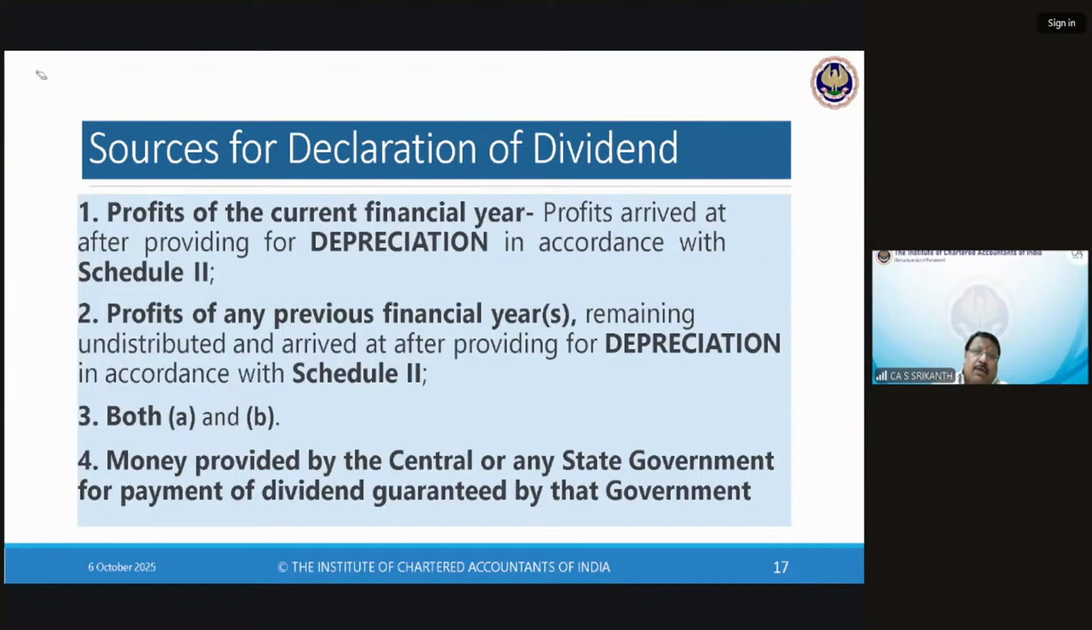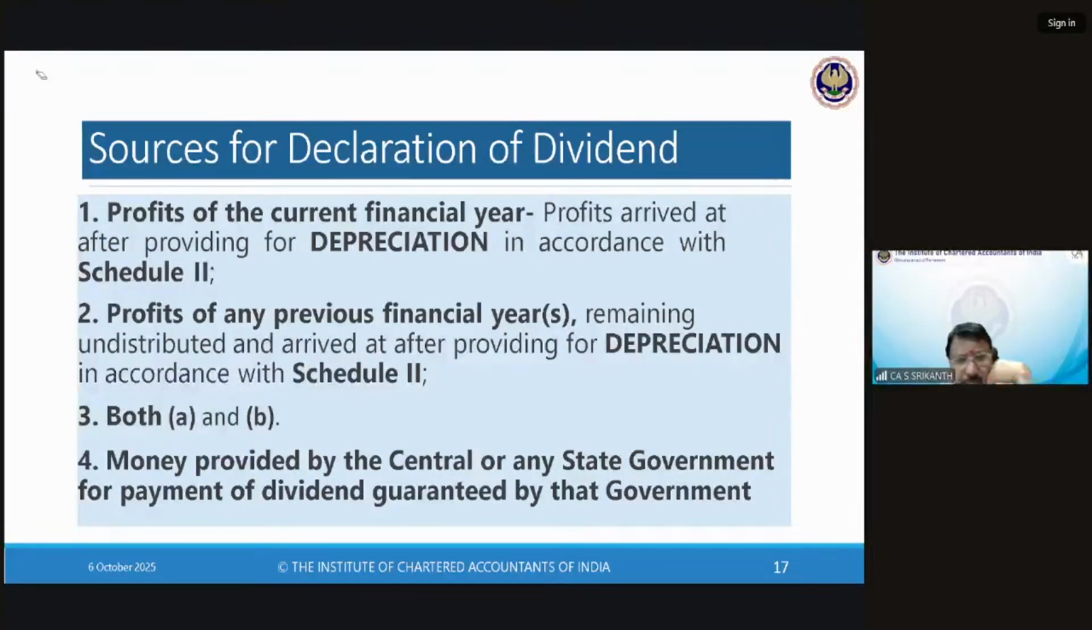That's all. Now remember, suppose in any previous financial year there is a profit, but no depreciation was provided. Then that depreciation or loss has to be adjusted here. And profits of any previous financial year also can be considered, provided it is arrived at after providing for depreciation in that year. So depreciation becomes very important and closely linked to declaration of dividend.